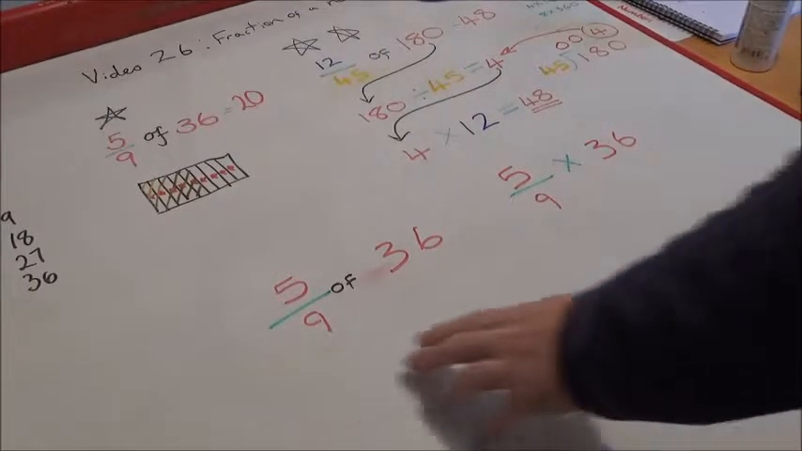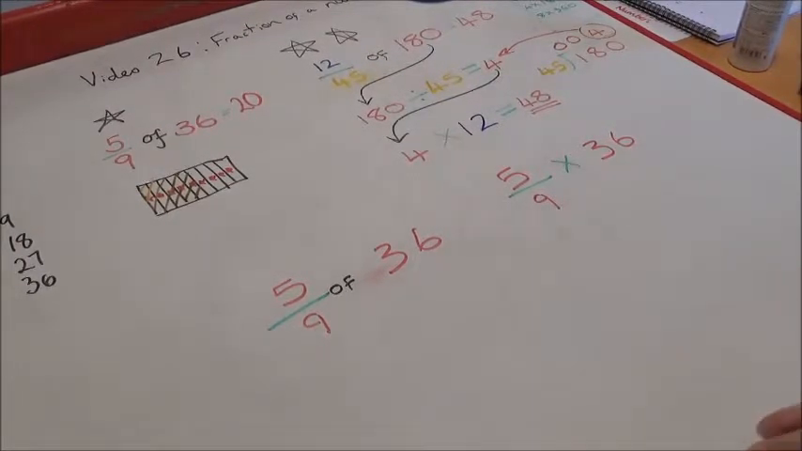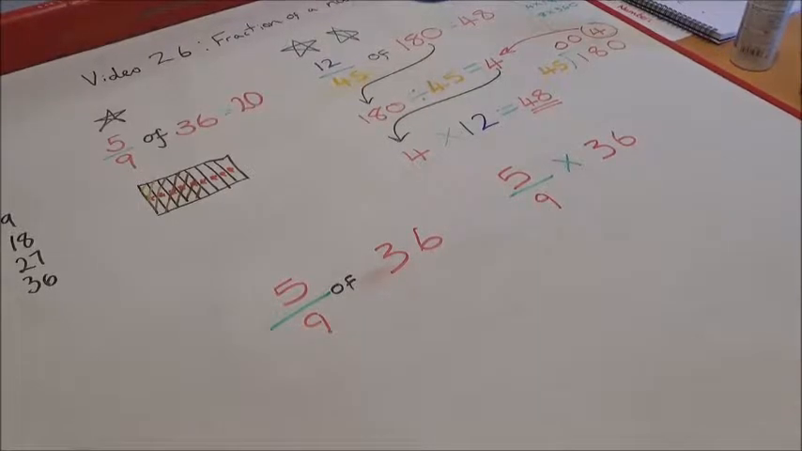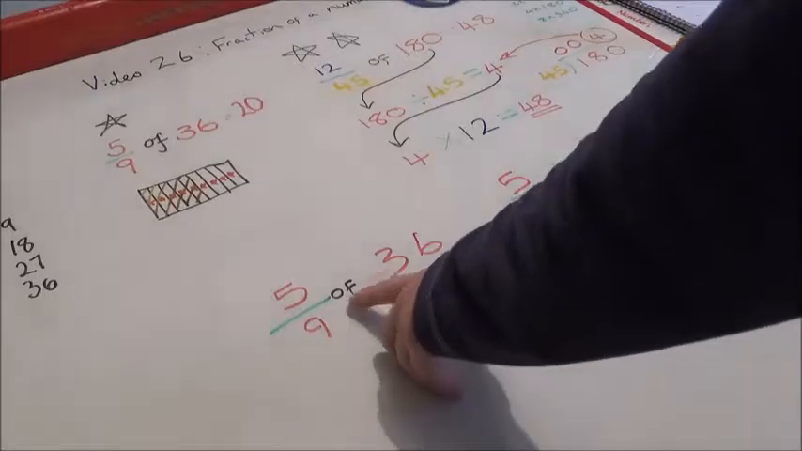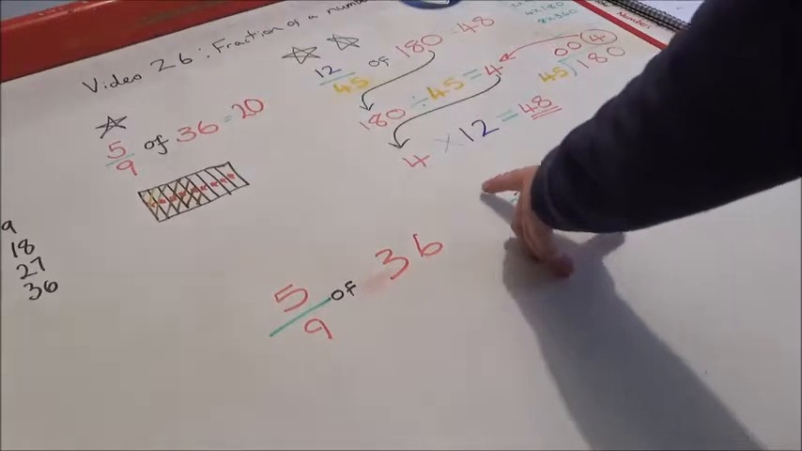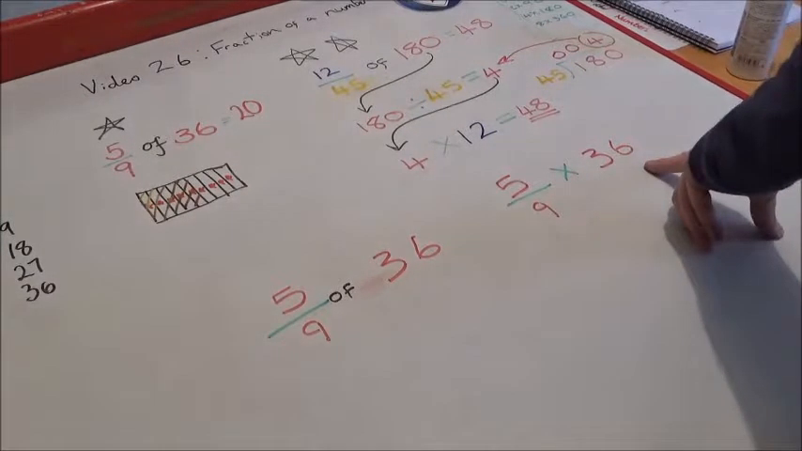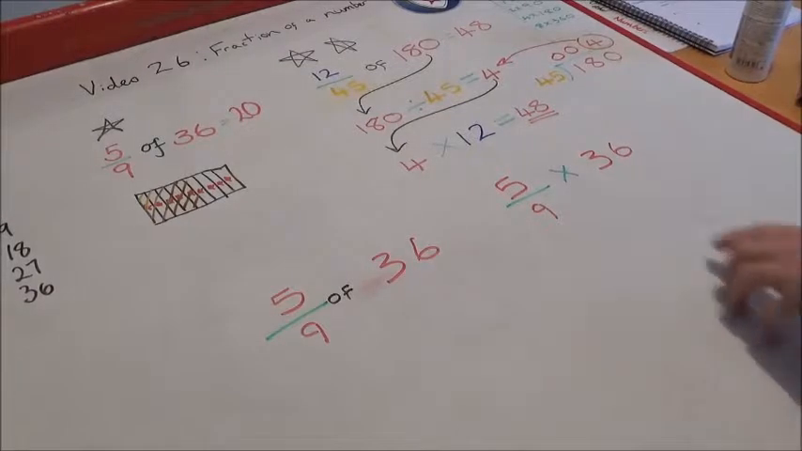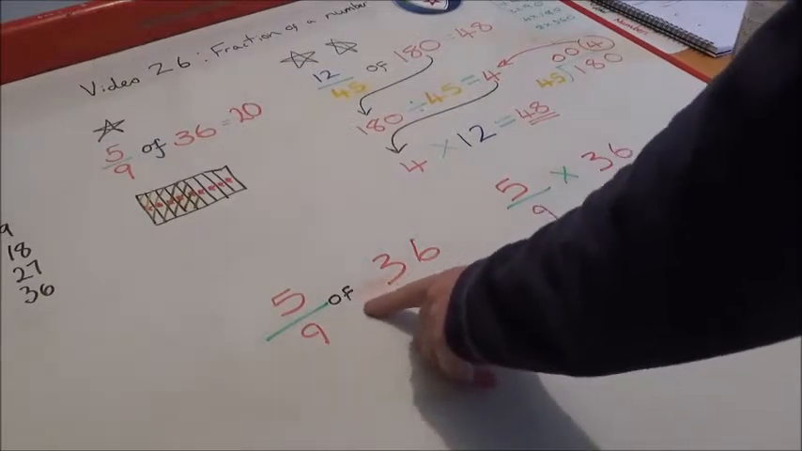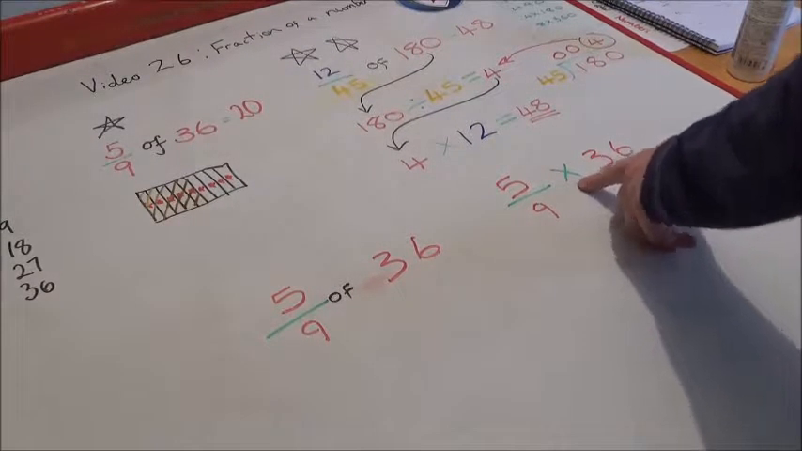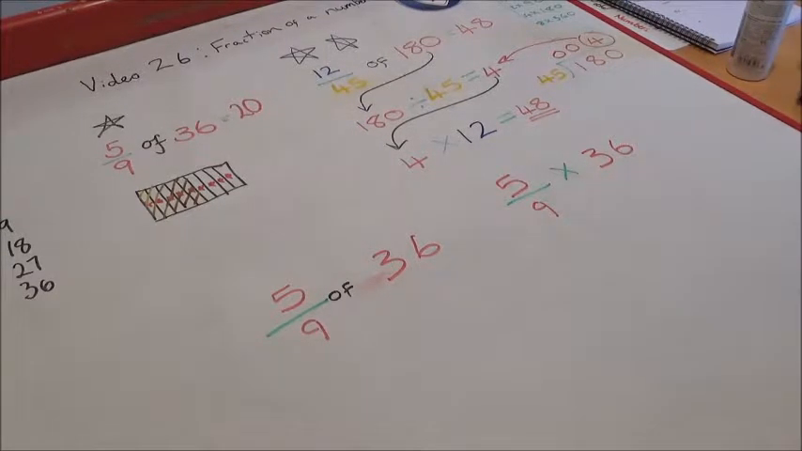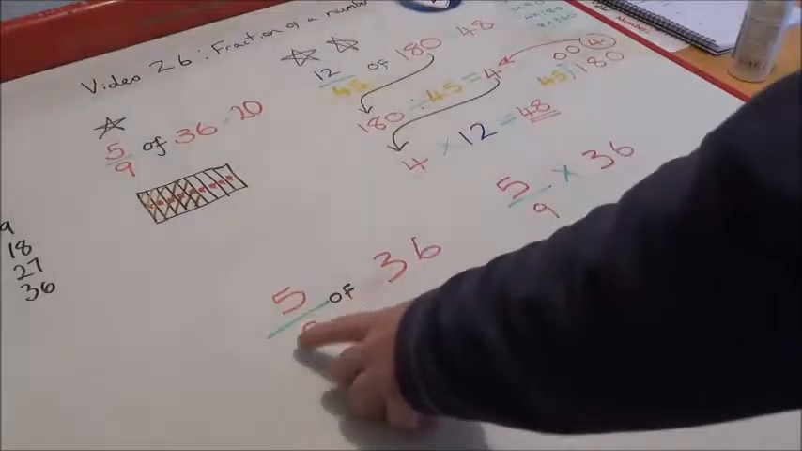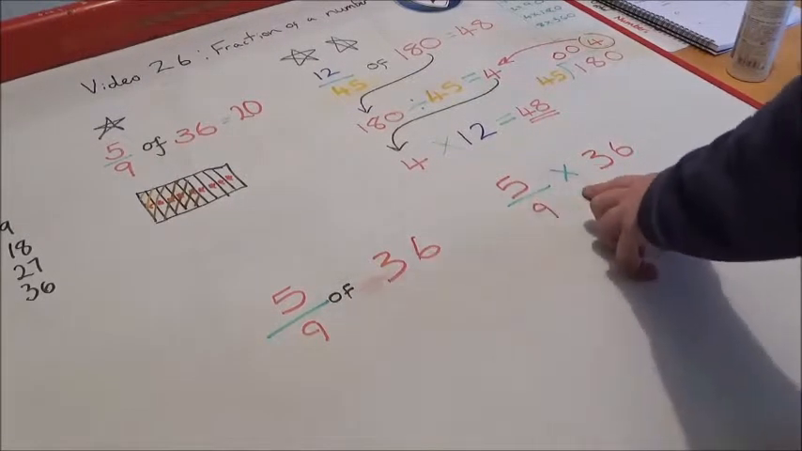Just a quick mention, this is something that came up on this year's key skills test for the government. Thank you, government, for this. 5/9 of 36, and actually 5/9 times by 36 is exactly the same thing. So here our "of" is kind of another word for multiplication. So 5/9 of 36 equals exactly the same as 5/9 times 36. It means the same thing.